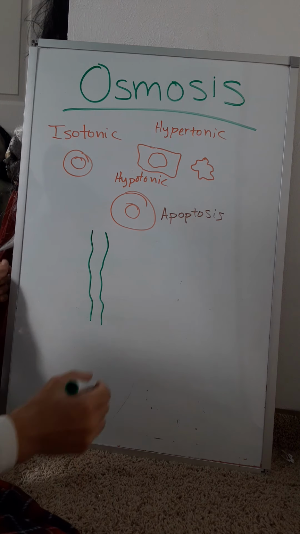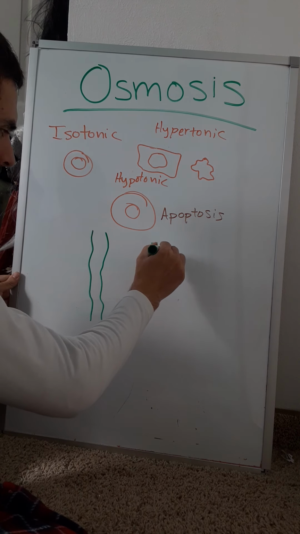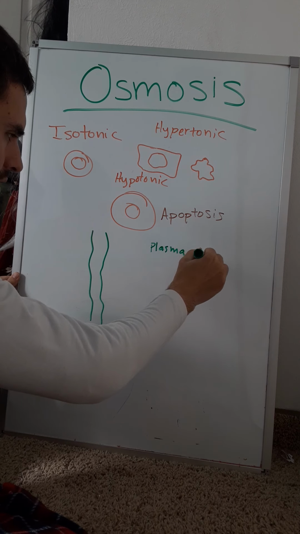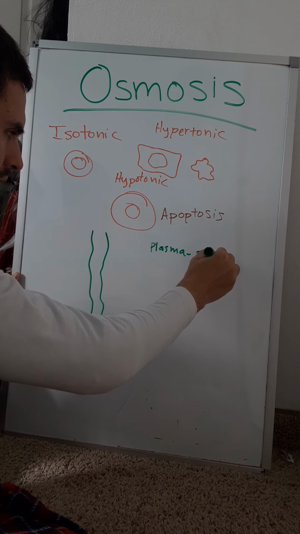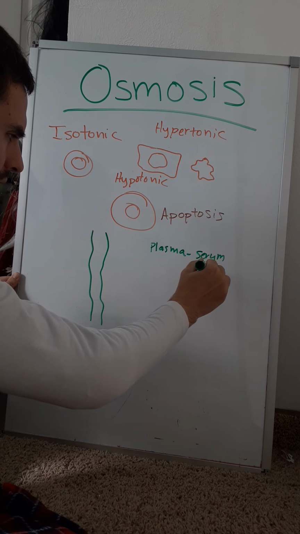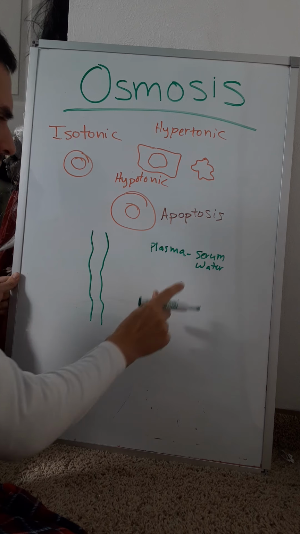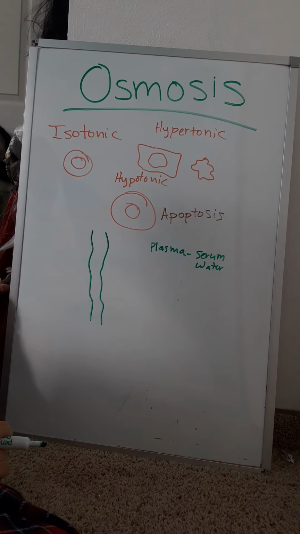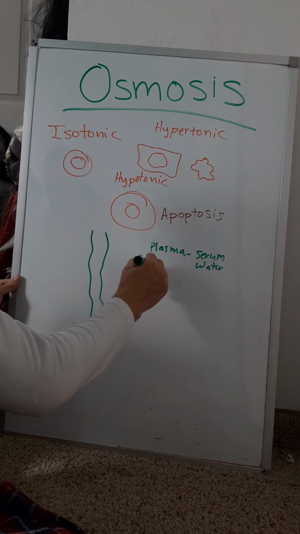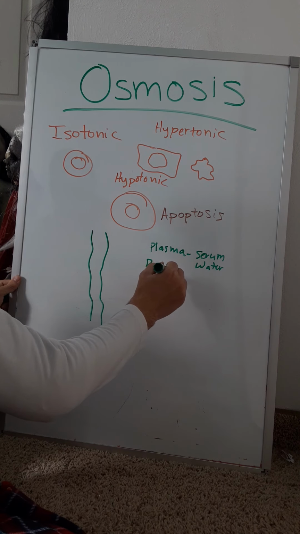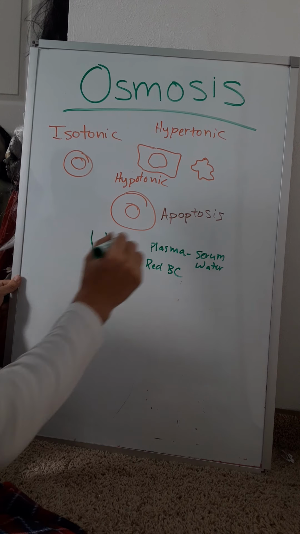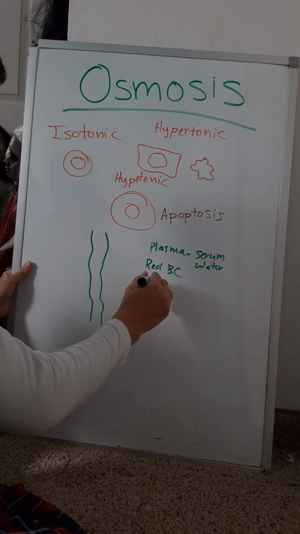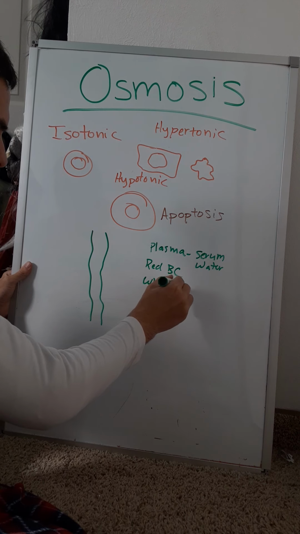Now, blood is made up of plasma, which is further subdivided into serum and water, I believe. Don't quote me on that one. I can't remember off the top of my head, but serum is definitely part of the plasma. And then you've got your red blood cells, RBCs, technically called erythrocytes. And then you have your white blood cells in there, called leukocytes.